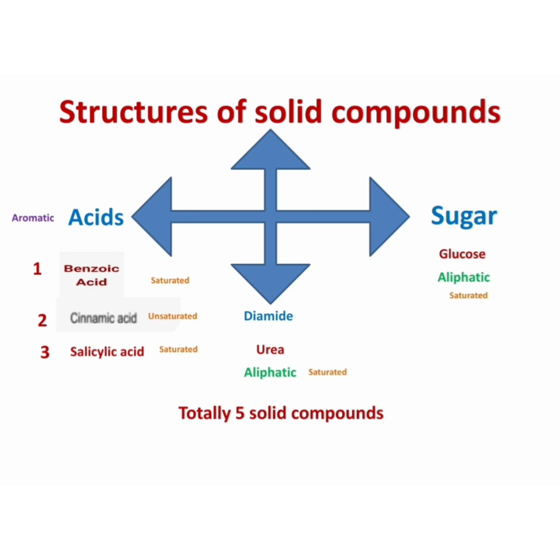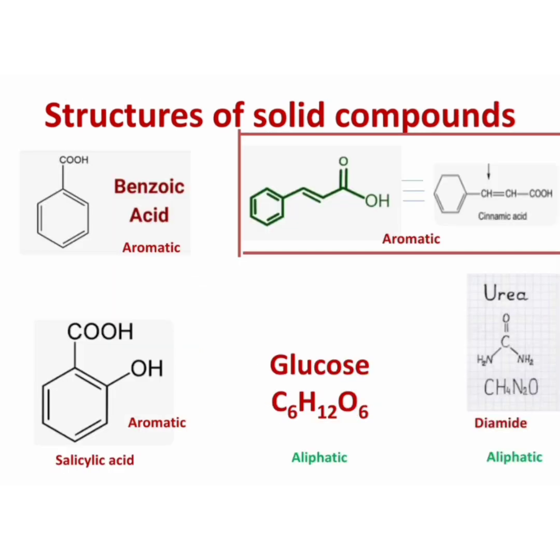Then the other functional group is diamide. As the name indicates, diamide. The amide functional group is CONH2. The best example is urea. All of us know urea is used as a fertilizer. If you see the structure of urea, NH2CONH2, it looks like two amide functional groups are present, so it is classified as a diamide. It is saturated and also aliphatic. You can see that there is no aromatic ring. In acids we saw benzoic acid, cinnamic acid and salicylic acid. All three are aromatic acids.